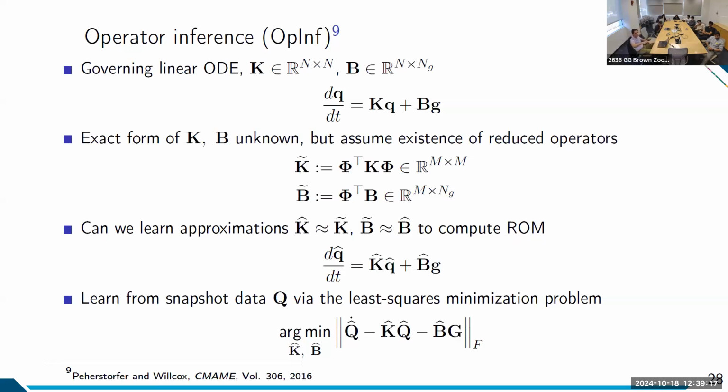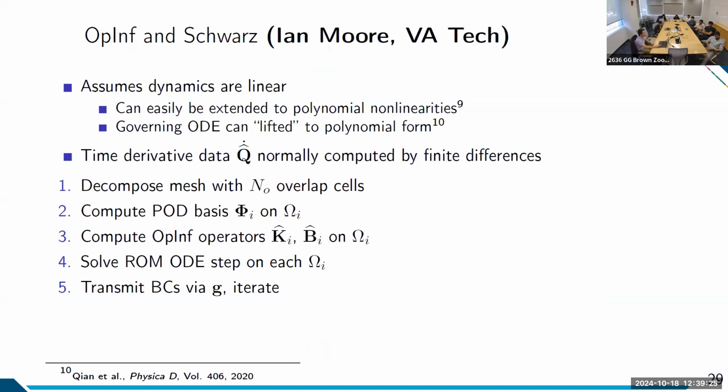So those operators K hat and B hat are only of size m by m, or in the case of the boundary operator, m by however many inputs at the boundaries you have. And so, of course, that formulation assumes that the dynamics are linear, but these can be very easily extended to polynomial nonlinearities. There has been work done on dealing with non-polynomial nonlinearities, or you can lift your system to a polynomial form by introducing additional auxiliary terms into your governing ODEs.